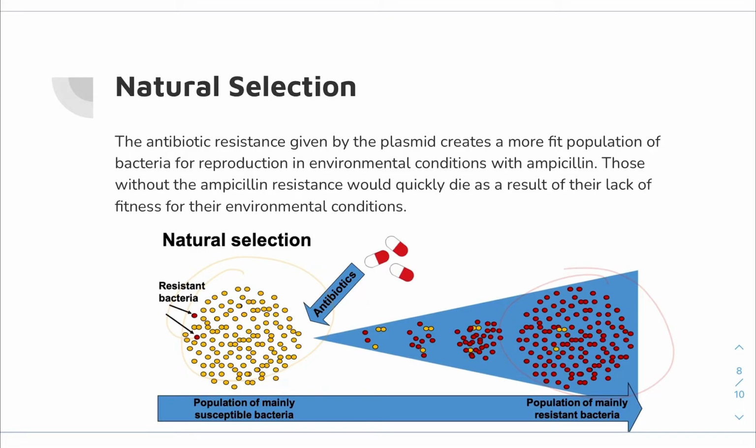So down here is a good little infographic. We start off with only a few resistant bacteria and a lot of bacteria that are not resistant to the antibiotics. And eventually all these bacteria, which are not resistant to antibiotics, die. The ones that are resistant continue to reproduce, and eventually we get from a population like this, which is all orange, to a population like this, which is nearly all red. And the red is the bacteria with the antibiotic resistance.